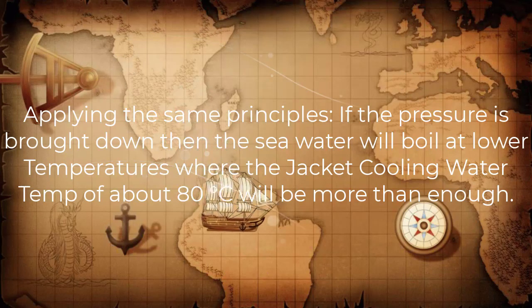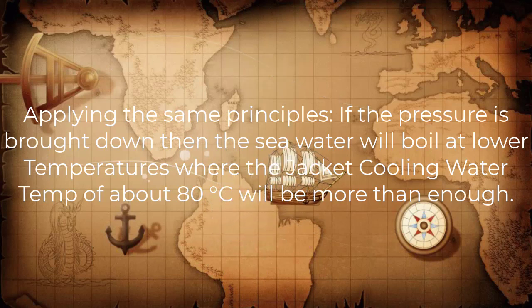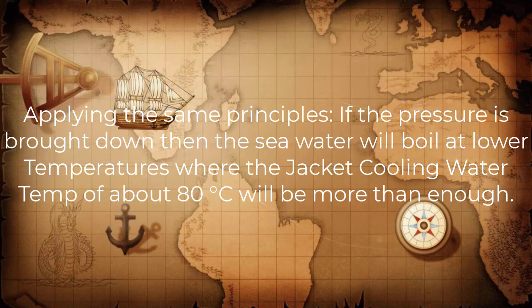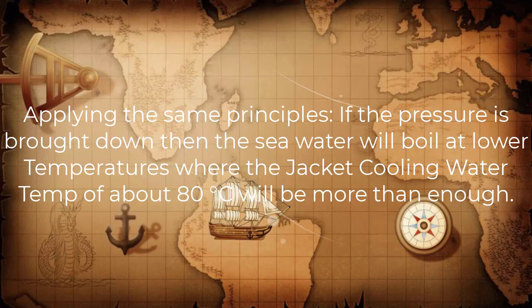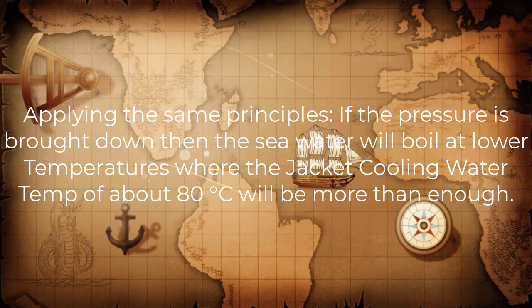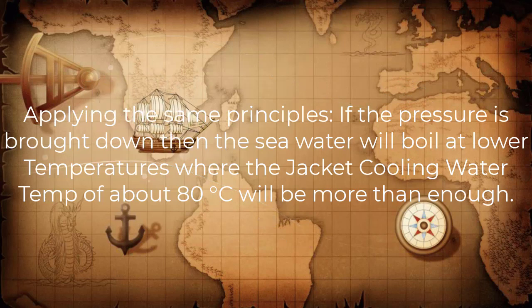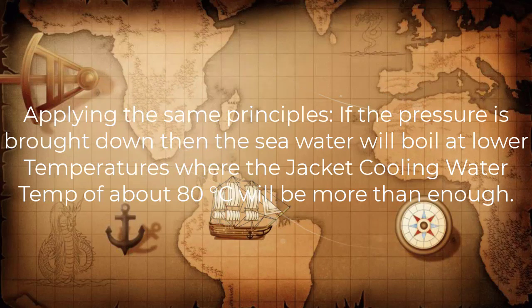With these principles, we have to bring down the pressure so that we could use the jacket cooling water temperature, which is about 80 degrees Celsius. At this point, the seawater boils at about 50 degrees Celsius or even lower, hence it gives off vapor. So then, we can now condense it to become fresh water.